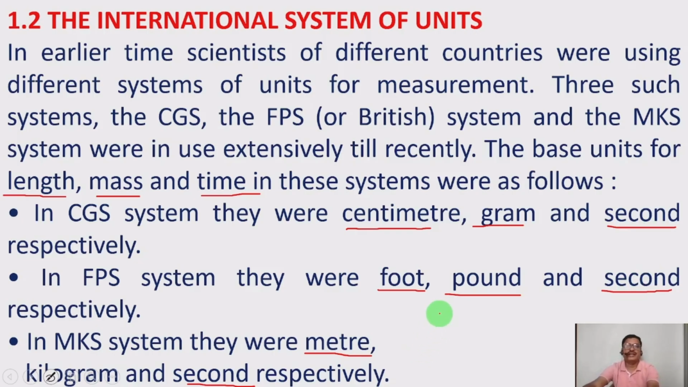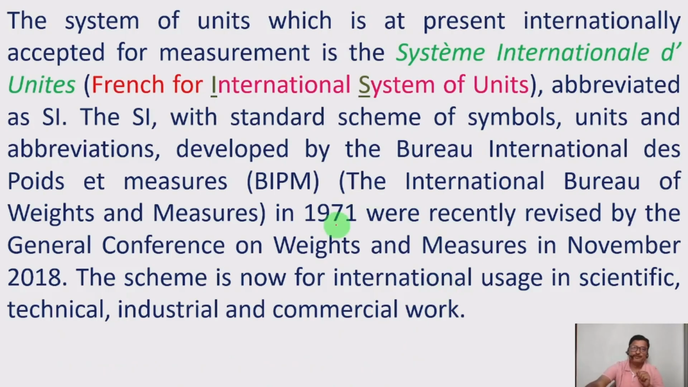Moving further to the international system of units, which is the system of units presently accepted internationally for measurement. The name is French, Système International d'Unités, for the international system of units. This is the present system we are going to use, and it is abbreviated as SI, S and I.